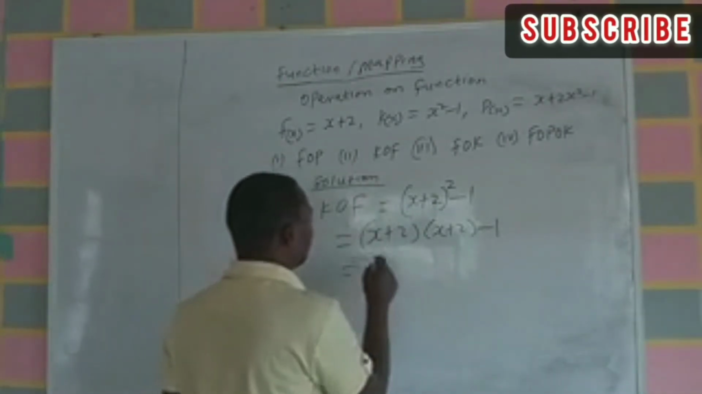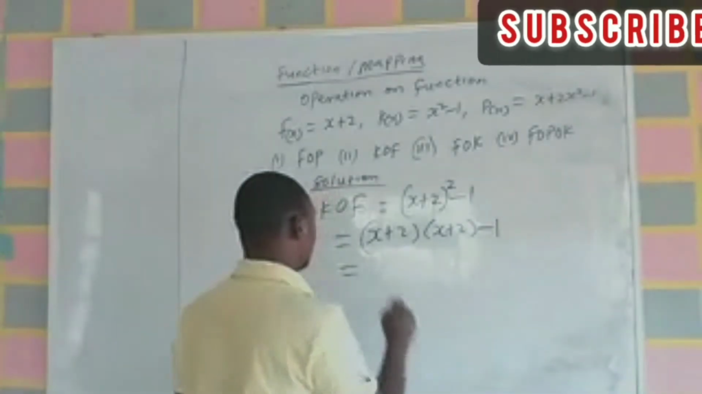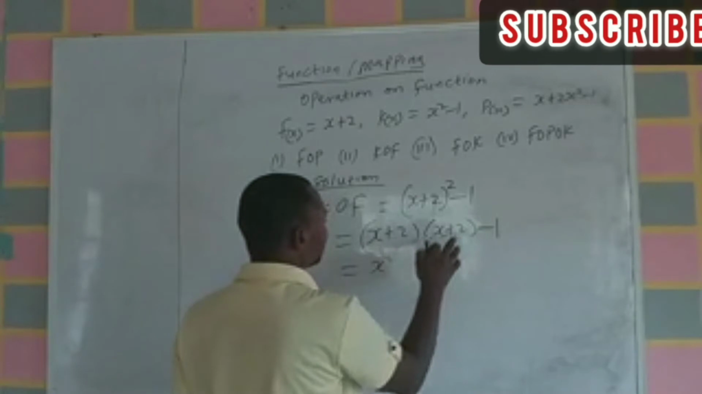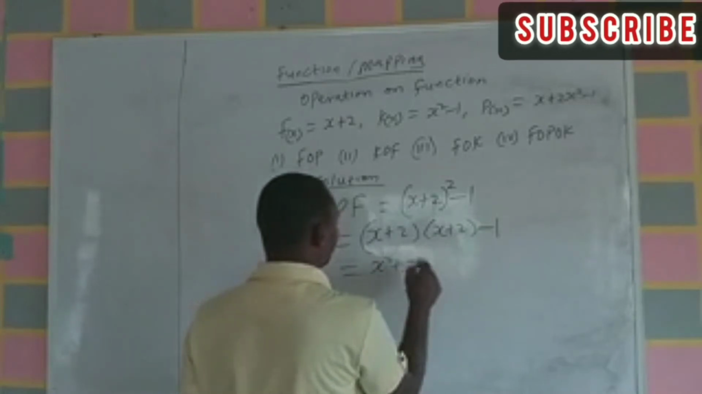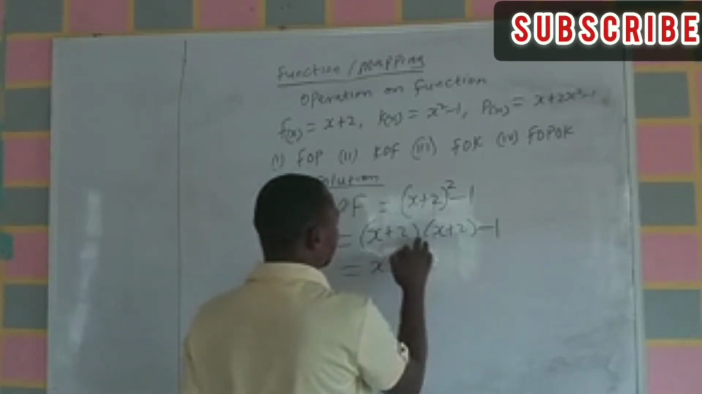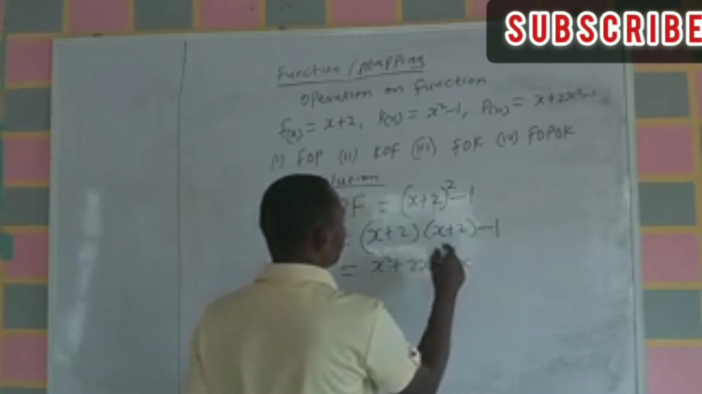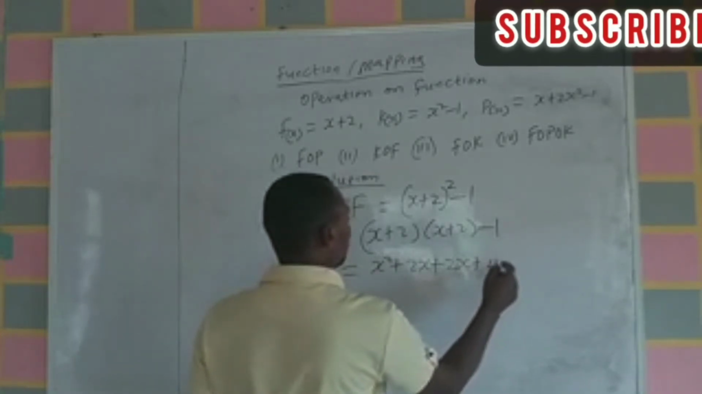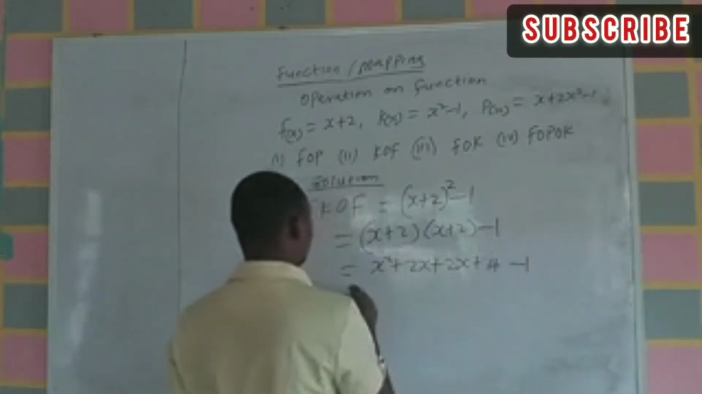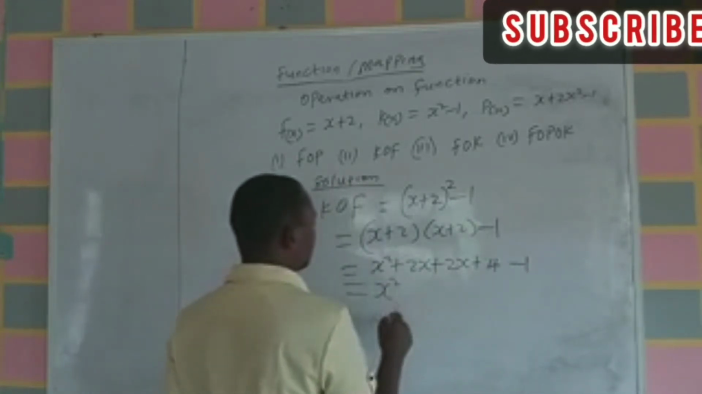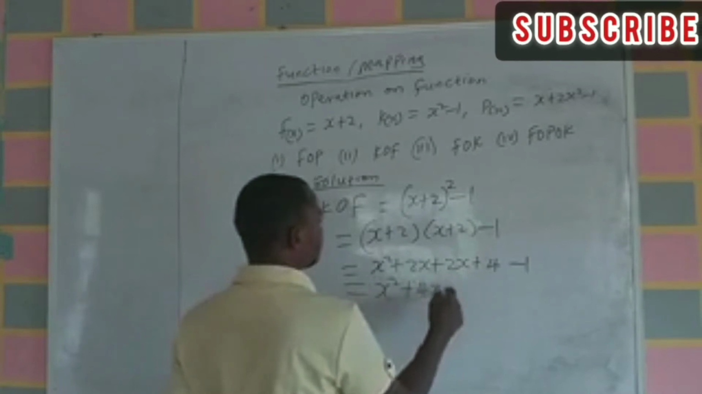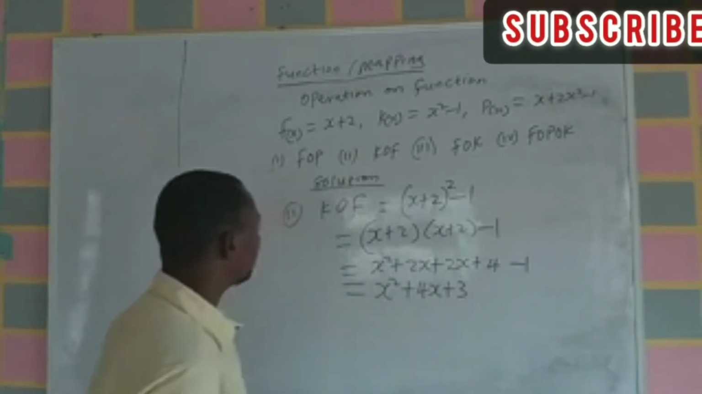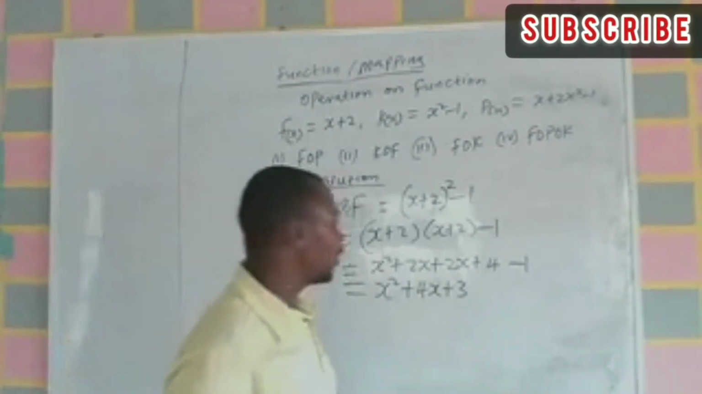When we open the bracket, we have s times s, which is s squared. s times 2 gives plus 2s. Then 2 times s gives another plus 2s. 2 times 2 gives plus 4. So this means I have a minus 1 here. This gives us s squared plus 4s plus 4, minus 1. So this is K of F.